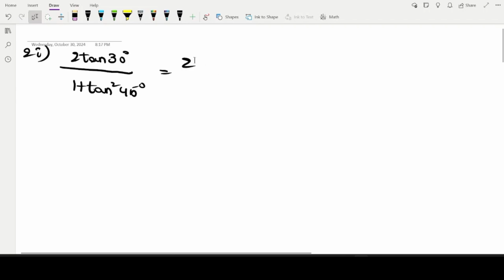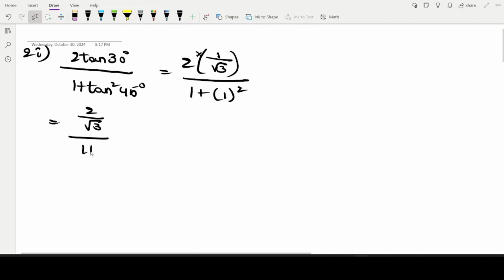So 2 into tan 30 degrees value is 1 by root 3, divided by 1 plus tan square 45 degrees, 1 whole square. Now both 2 and 1 get multiplied. Now you are left with 2 divided by root 3, divided by 1 plus 1 whole square, which is 1. So now this becomes 2 divided by root 3, divided by 1 plus 1 is 2. As we do not have any denominator value, we can write it as 1. Now flip it to the top.